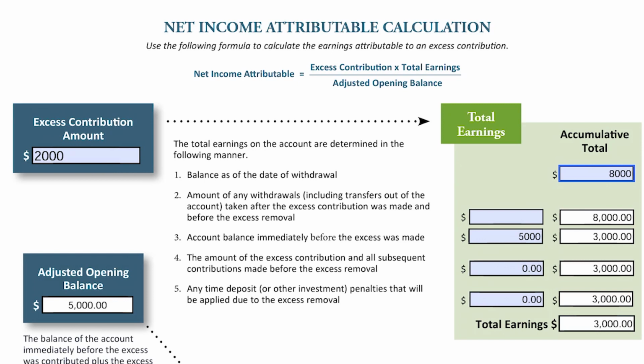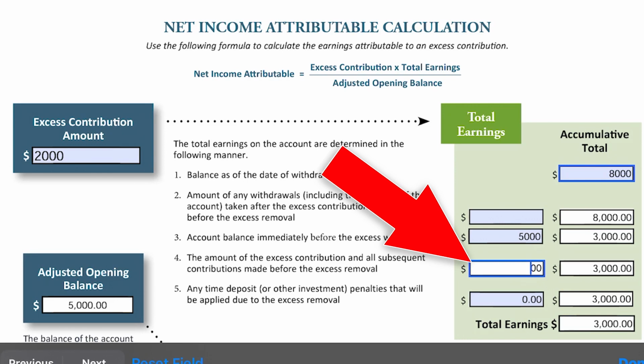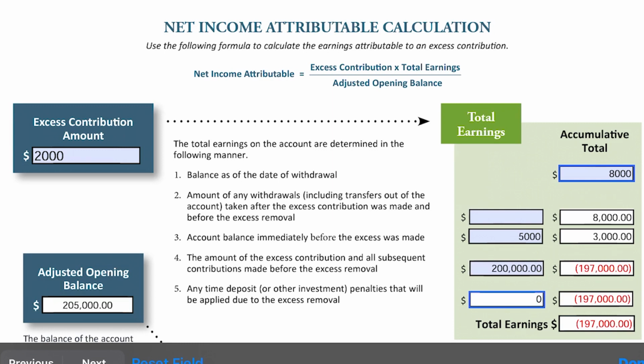I think I have too many zeros in there. $5,000, perfect. And then for line 4, the amount of the excess contribution. So that is your $2,000. Now, why is it asking again?